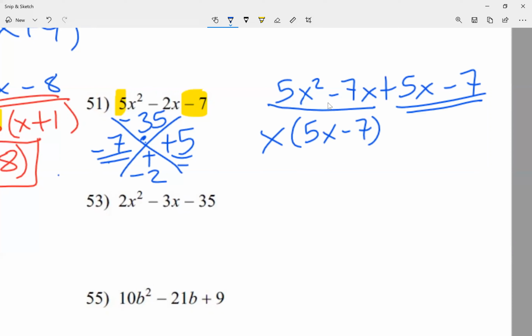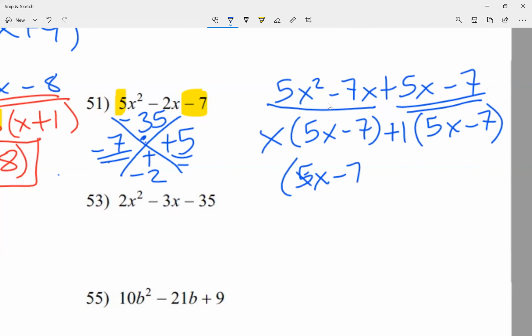Now I look at the last 2. 5x minus 7. Number-wise, nothing I can do. Letter-wise, nothing I can do. But I have to divide them by something. So when nothing else works, I can always divide by 1. Matter of fact, let me include my sign. I can always divide by a positive 1. When I divide by a positive 1, nothing happens. So inside of the parentheses, I will have 5x minus 7. So my factors are going to be 5x minus 7 and x plus 1.